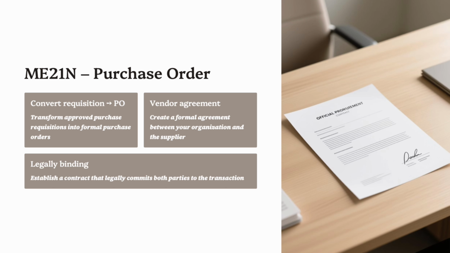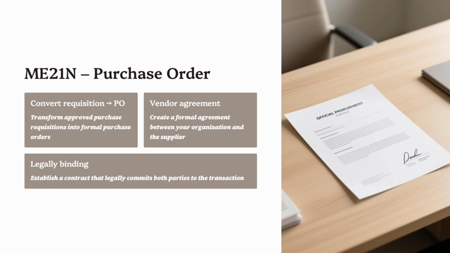This document is sent directly to the vendor, and from that moment, the company and vendor are bound by it. Let's imagine a scenario. Your company needs 100 laptops for a new office. The IT department raised a requisition, it got approved, and now in ME21N, you create the purchase order. You select the vendor, add the material, set the price and delivery date. Once saved, the vendor receives this PO and is expected to deliver on time.